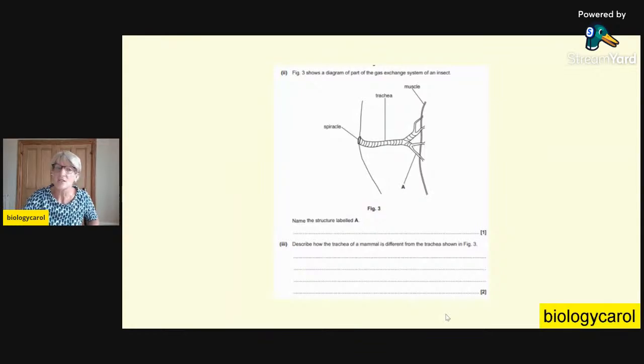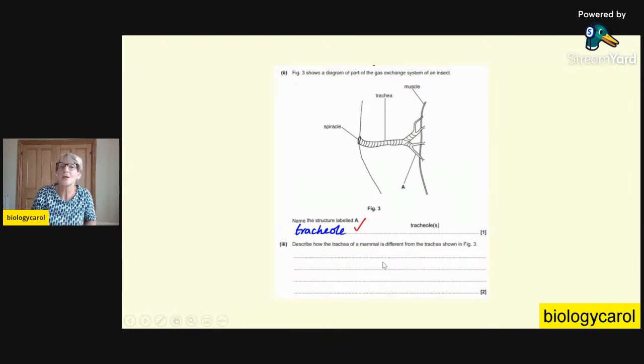Here's the gas exchange system of an insect. Name the structure labeled A. Well, they label this one for you. This is the trachea. So these are tracheoles. A is a tracheole, which was the right answer.